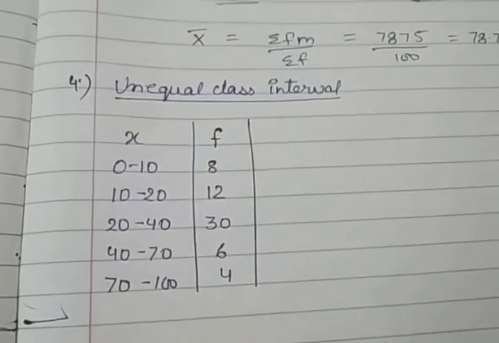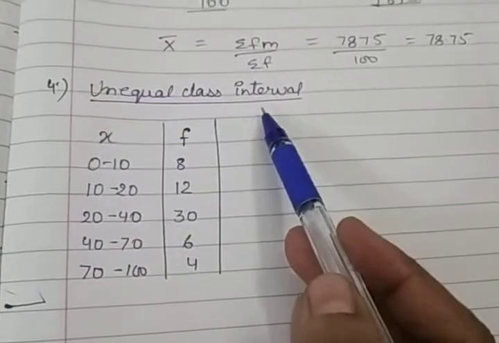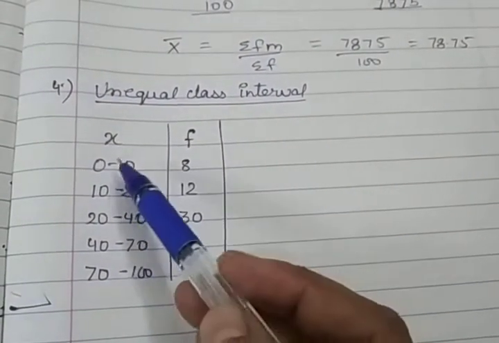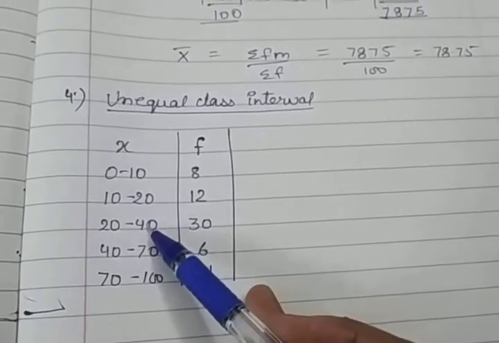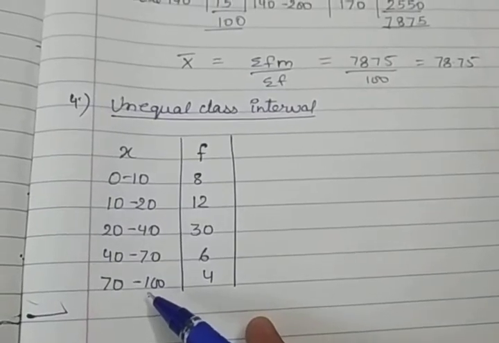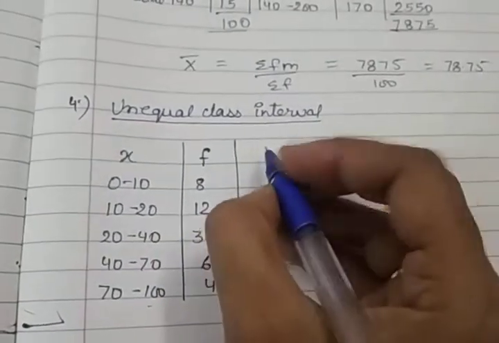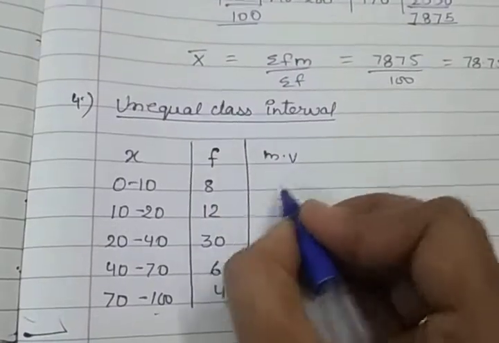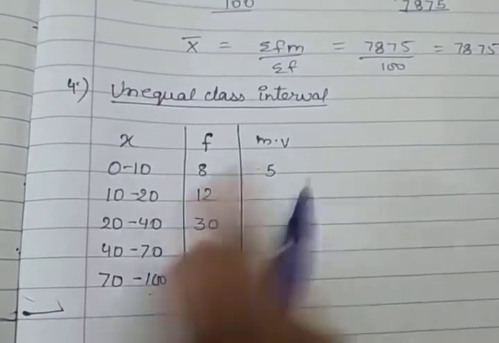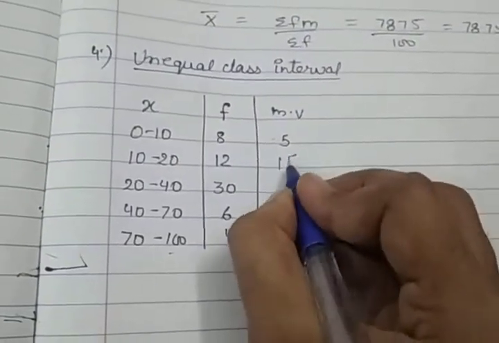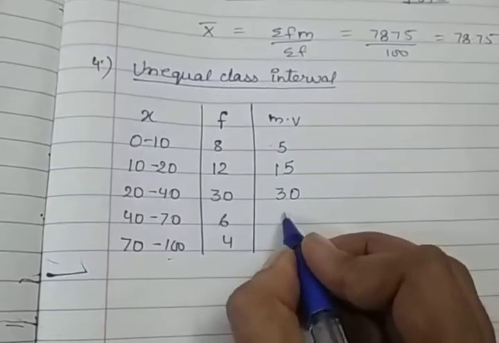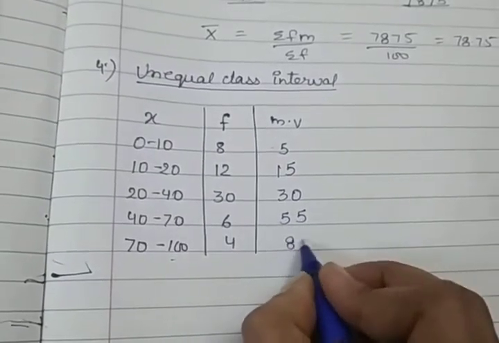Now the next type of special case is unequal class interval. In unequal class interval you can see the gap between the class intervals is different. Here the gap is 10, then 10, 20, 30, 30. So there is no need to change the class interval. Directly also you can do it. Simply you have to first find out the mid value. So your mid value is 5, then 10 plus 20 divided by 2, that is 15, then 20 plus 40, 60 divided by 2, 30, then 55, and the last one is 85.